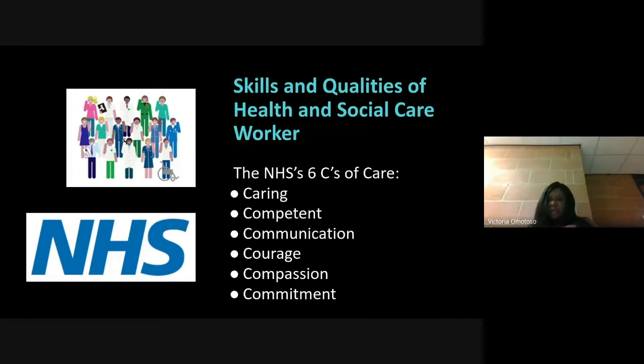Yeah, to be determined and bold. Well done. Doing whatever it takes. Well done. Responsibility. Well done. Dedicated. Absolutely brilliant. Well done, everybody. So those are the 6 C's. Those are the 6 C's that you need to have as a skill within the health and social care profession as a health and social care worker.